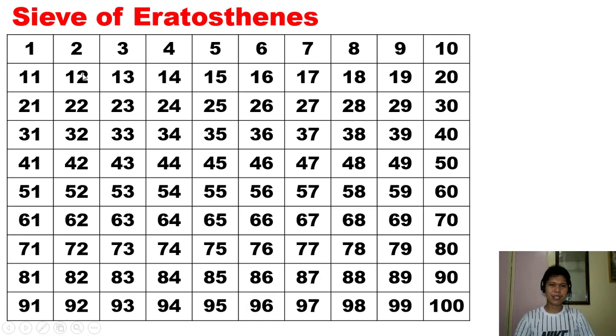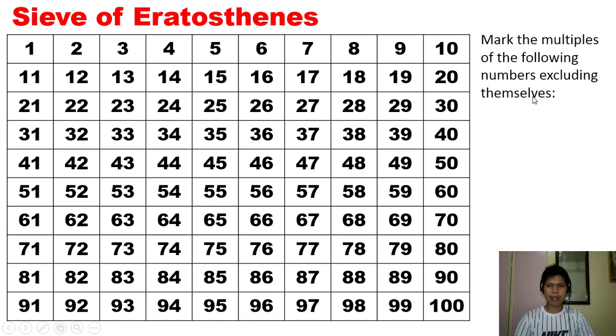So, first, gagawa lang tayo ng table na 10 by 10 and then susulat natin ang numbers 1 to 100. 10 rows and 10 columns and then follow natin tong steps na to. Mark the multiples of the following numbers excluding themselves. So, mark natin itong mga multiples nito pero hindi kasali itong mga numbers na ito. So, we have this. Let's start with multiple of 2.